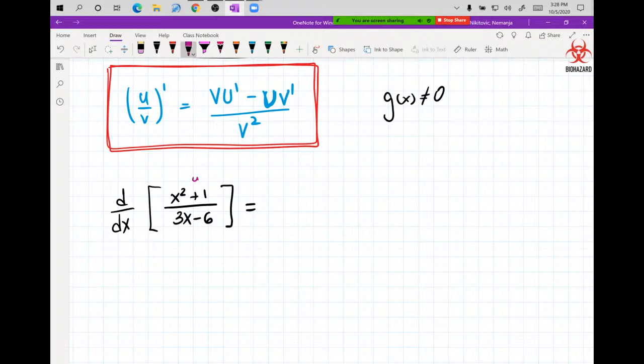So the numerator over here is u, denominator is v, independent derivatives: u prime is 2x, and then v prime is just 3, and then you plug them where they belong.